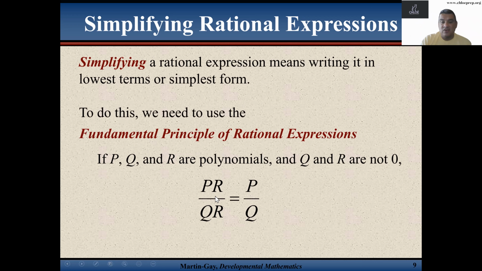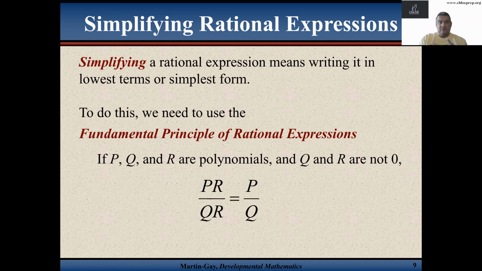So P times R over Q times R equals P over Q. All that's saying in a fancy way is, well, if I have a factor R on the top and on the bottom, the R's cancel out. And that's what we're looking to do when we're simplifying a rational expression: what can we factor out? If I have a factor on top and a factor on the bottom, I can cancel them out, which is a lot easier to work with.